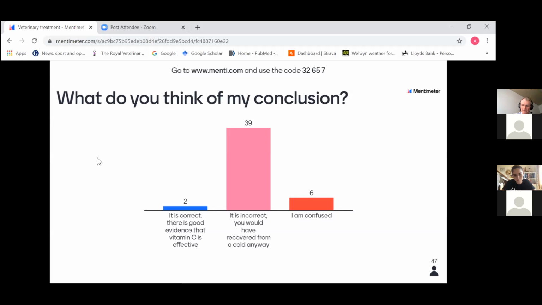And for the 6 of you who were confused, that's a very honest statement for you to make. And it is a confusing area for sure.